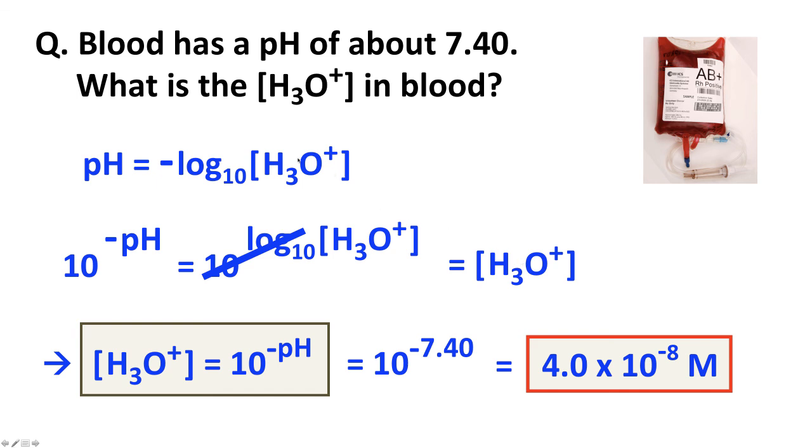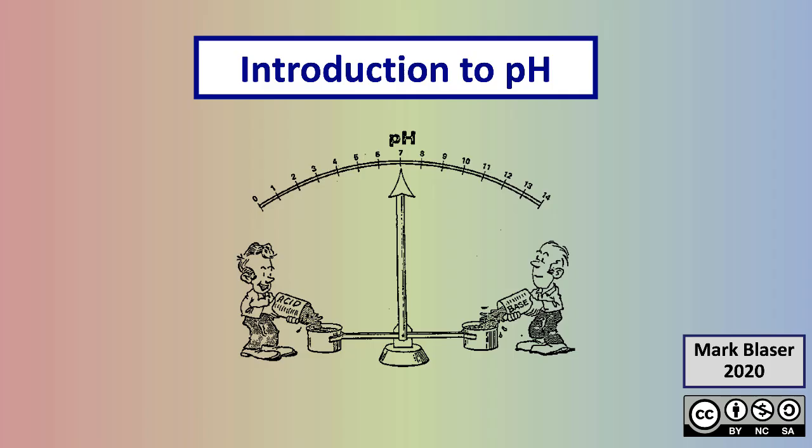And when we know a molarity and we want the pH, we have to have our H3O+ concentration in molarity units before we take negative log base 10 if we want to get the correct answers. And that's it for an introduction to pH.